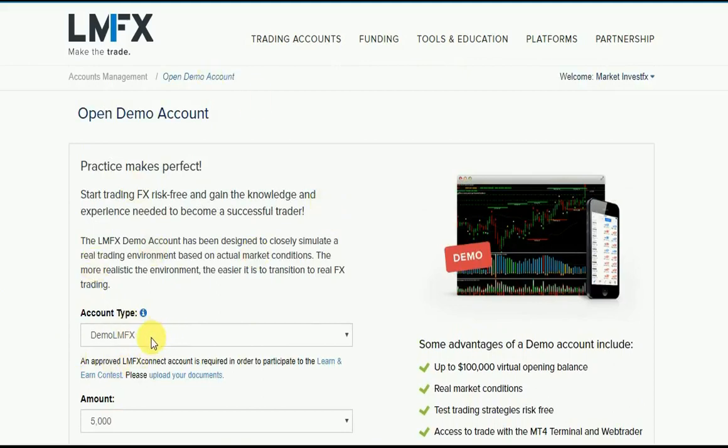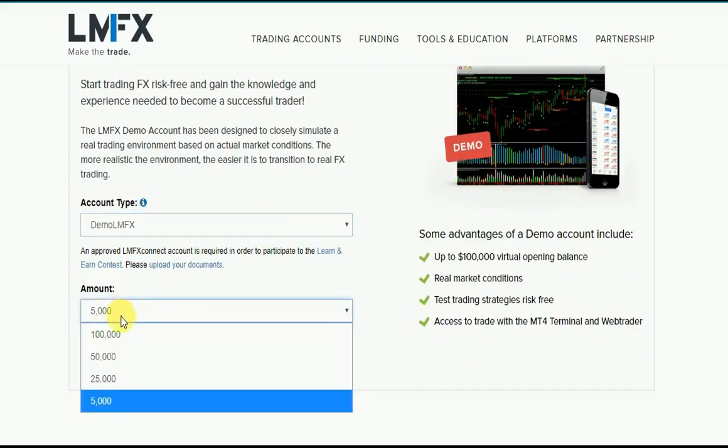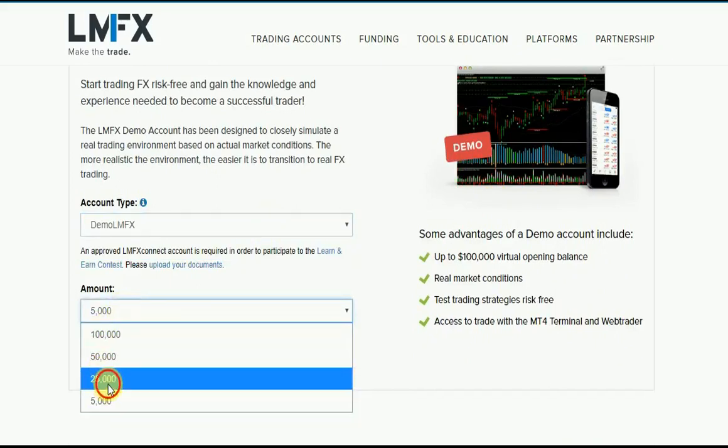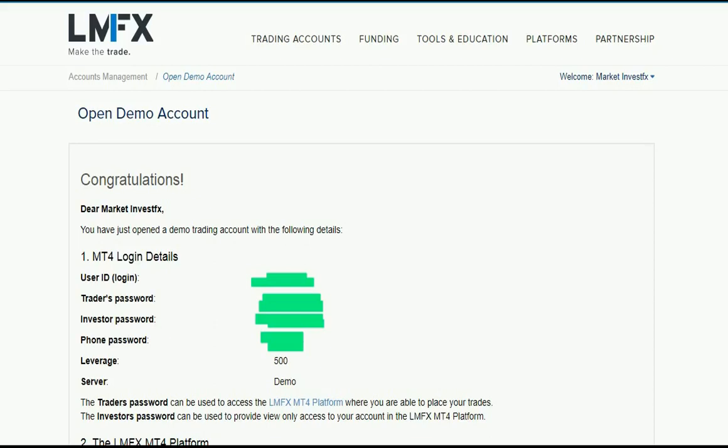So when you go to MetaTrader, you search for demo LMFX, and if it's live, you search for live LMFX. So what amount do you want to start trading with? Let's say you want to start with a balance of $25,000. This is just a demo, so you click on. Congratulations, your demo account has been opened. So this is the MT4 login I'm talking about.